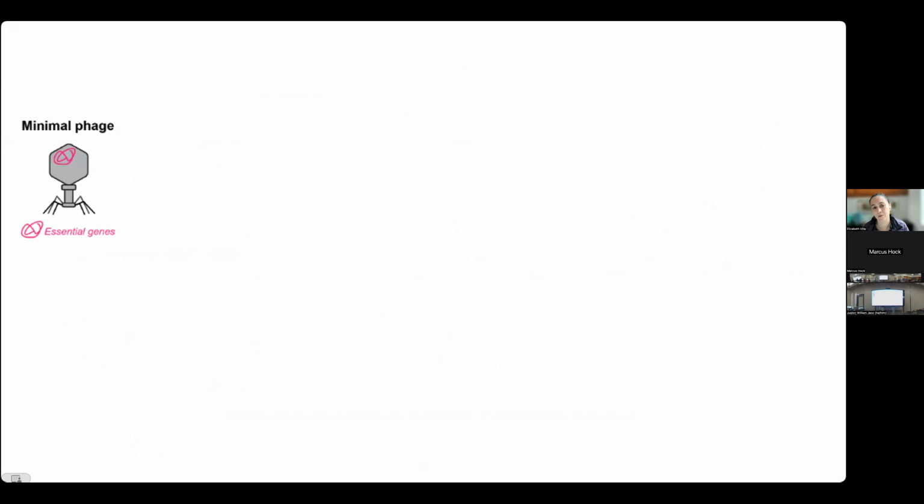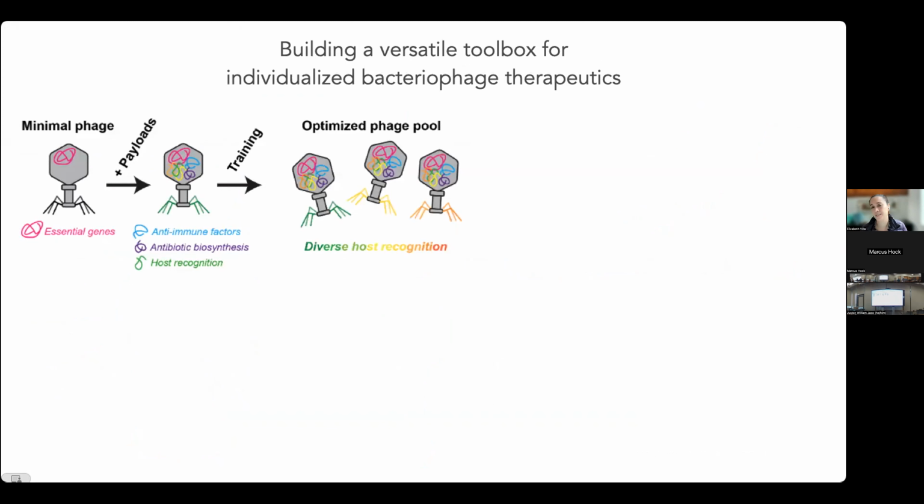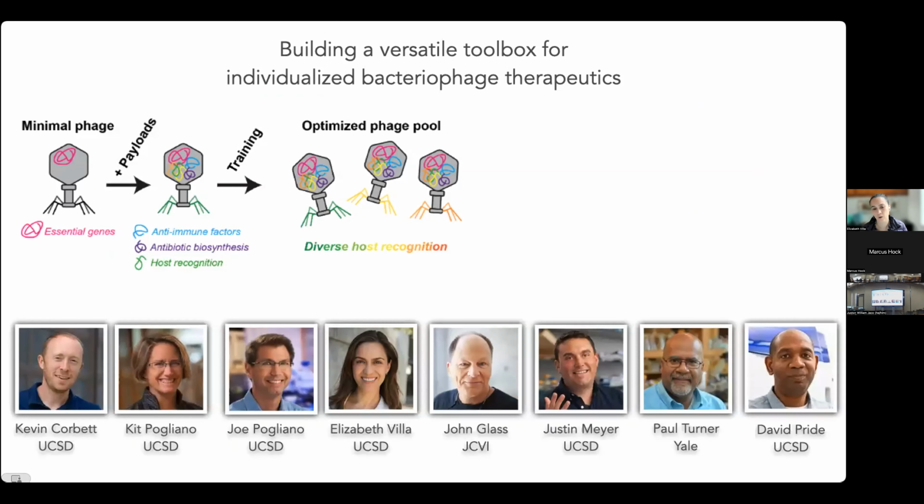So we decided that we were going to try to figure out what the minimal phage is, engineer payloads into it, like anti-immune factors, maybe even antibiotic synthesis, broaden the host recognition, among others, train this phage for particularly nasty infections, and then build a toolbox for individualized bacteriophage therapeutics. So we put together a dream team. These are the people that I talked to you about on the left.